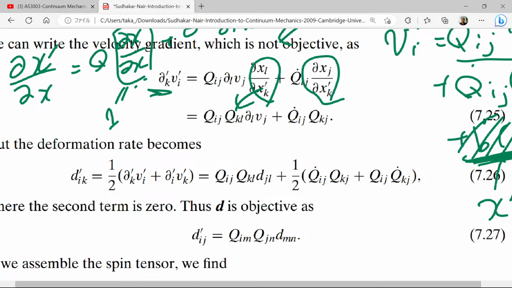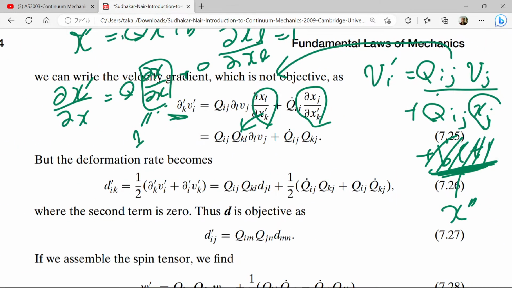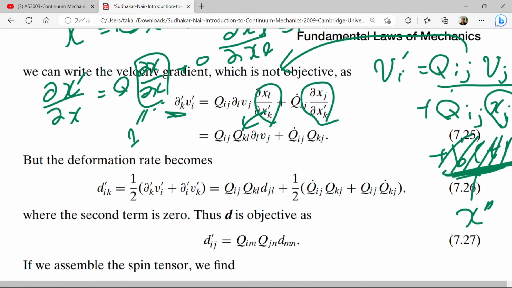The same logic can be applied here: partial x_j over partial x prime k. This goes like q_kj. So this is not objective. Yeah, objective because you have a second term. If this is objective, you don't have a second term.